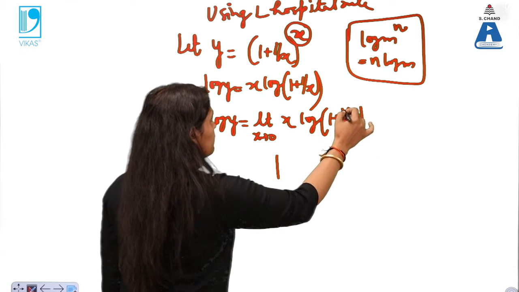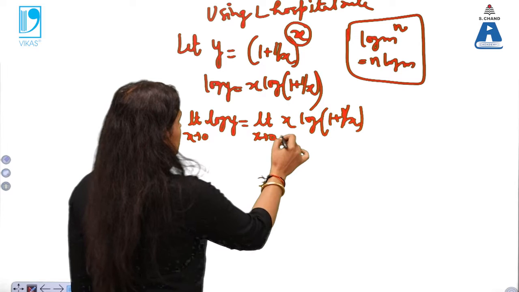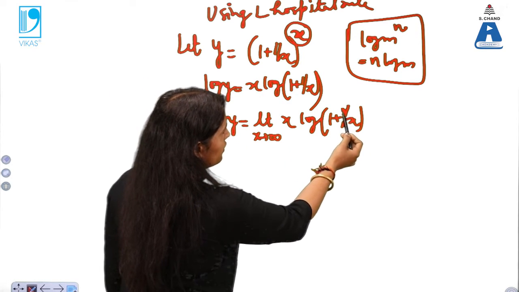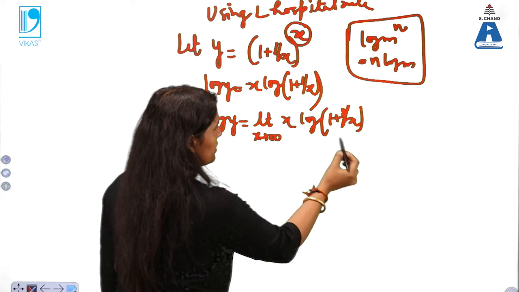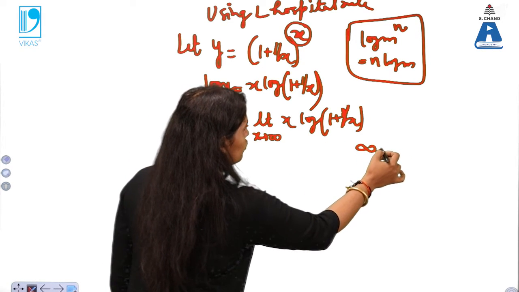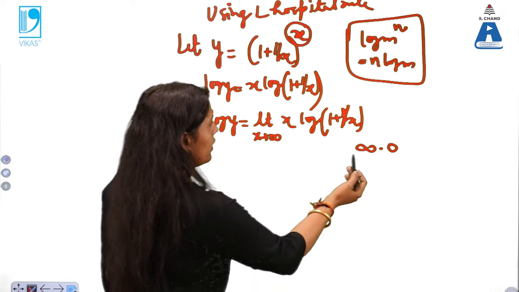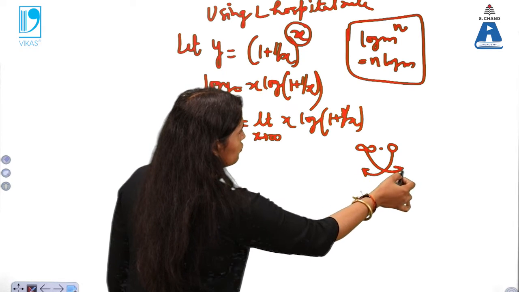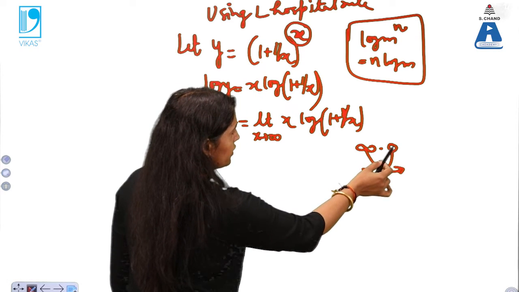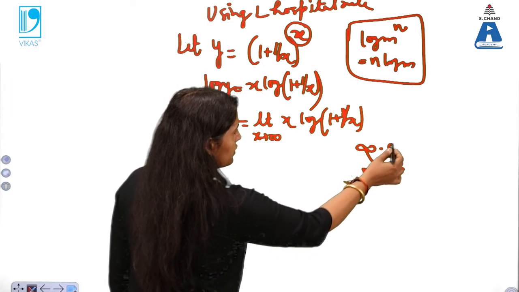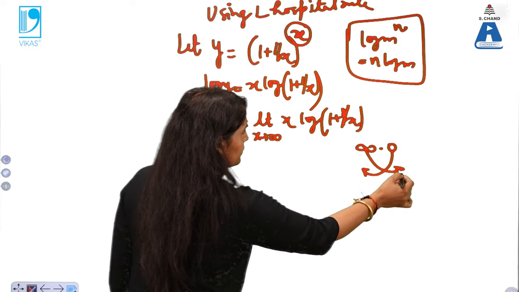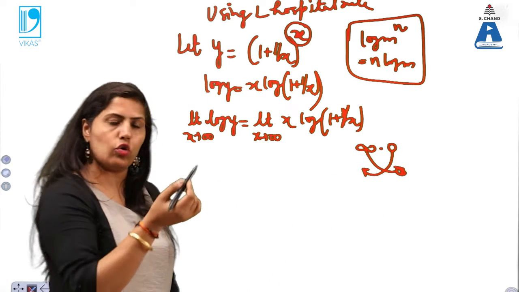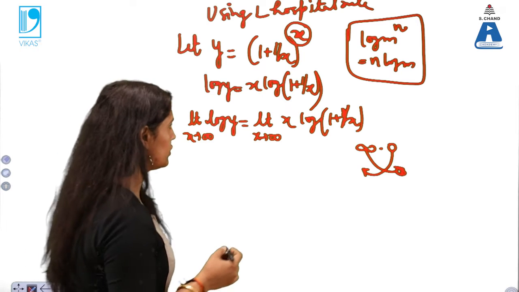Now see what type of expression it is finally. This x is infinity, the limit is infinity, and when you are substituting infinity here, 1 by infinity is 0, log 1 is 0. It means this is now infinity into 0 form, and what to do? Either you take this expression in the denominator or you take that expression in the denominator. If you are taking this in the denominator, it will become 0 by 0, or if you are taking this 0 in the denominator, it will become infinity, because 1 by 0 is infinity.